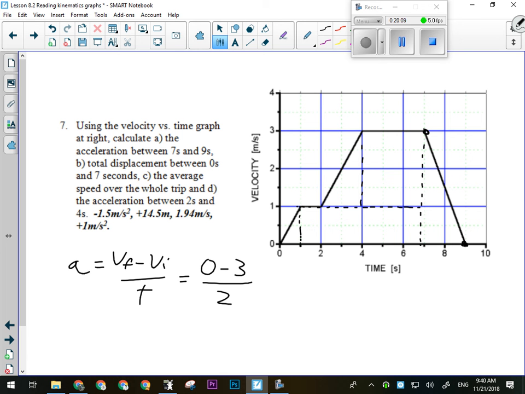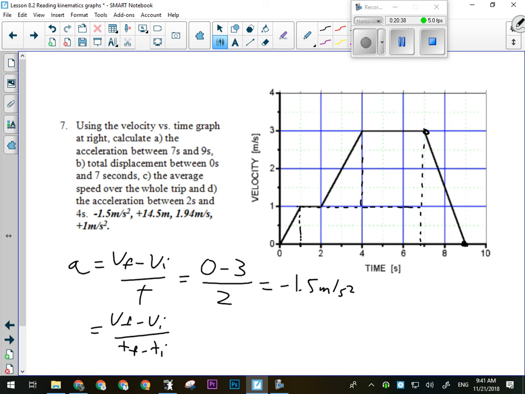Between 7 and 9 seconds, right? We could also write this formula like this. We could say VF minus VI over TF minus TI. And if we wanted to, that's really what we're doing. I'd go 9 minus 7, and I'd have 2 on the bottom, right? Either way will work. When I do that, I'm going to get negative 1.5 meters per second squared for my acceleration. All right, questions on that?